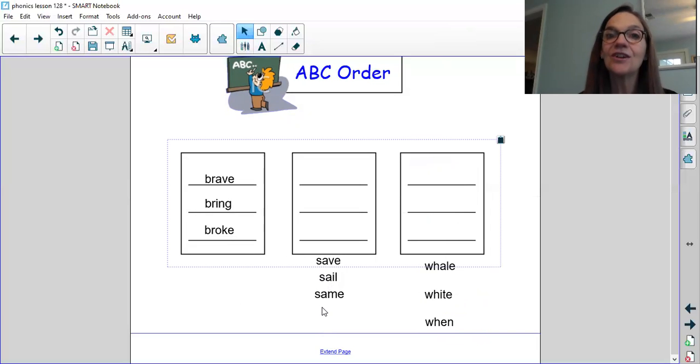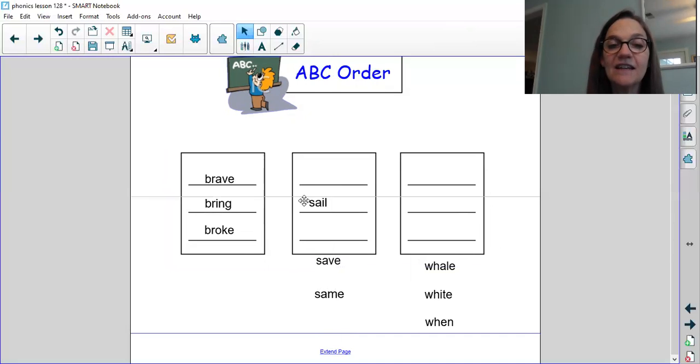So what do we have to do? Look at the next letter. Okay, which one of these is going to come first? V, I, or M? That's right, I. A, B, C, D, E, F, G, H, I. S-A-I.